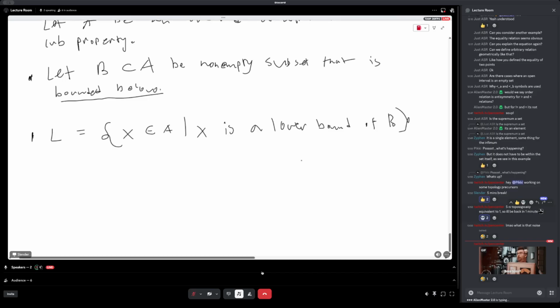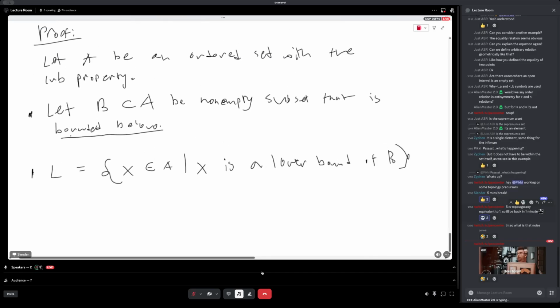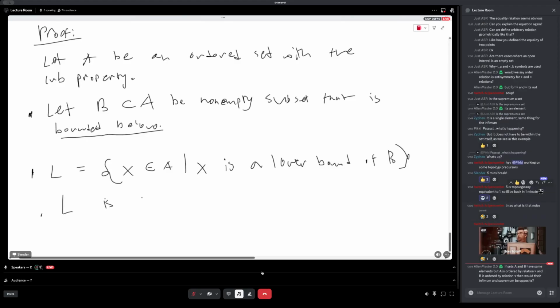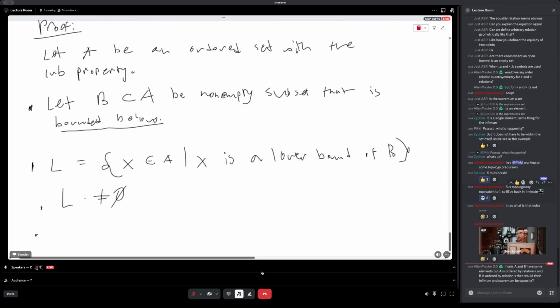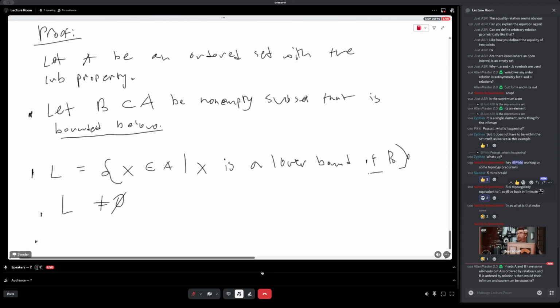So consider this set. Now we have B is bounded below. So this set is non-empty because there are lower bounds of B, because B is bounded below. So this set is non-empty. Let's just say it's not equal to the empty set. Then the next thing, if you notice, since each element of L is a lower bound of B, every element of B is an upper bound for L.